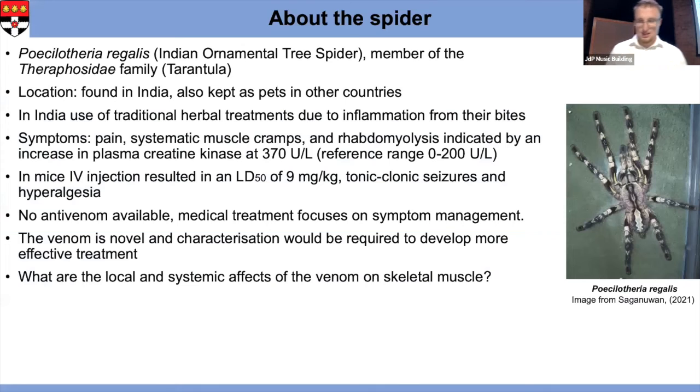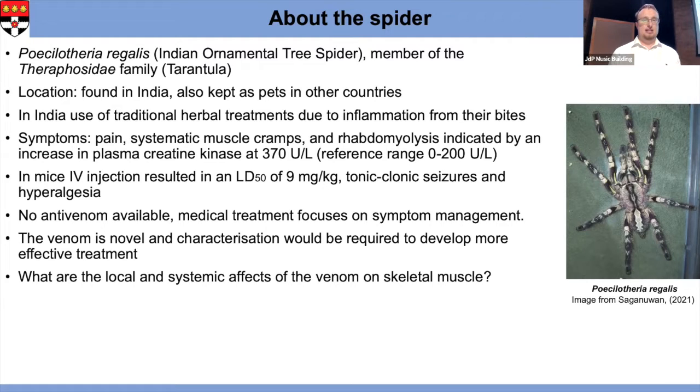So firstly, some brief background information about the spider. It's the Poecilotheria regalis spider, which is also known as the Indian ornamental tree spider, and which is a member of the Theraphosidae family or tarantula spider. It's found in India and is also kept as an exotic pet in other countries.